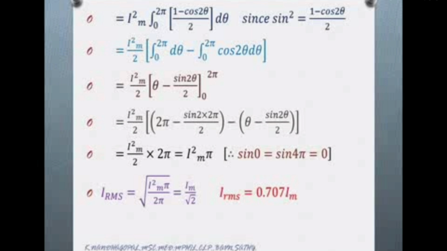So 1 by root 2, you are dividing 1 by 1.414, you will get 0.7071 Im. That is the value for 1 by square root 2. So IRMS is equal to 0.7071 Im. So we find that for a symmetrical sinusoidal current, the RMS value of current is 70.7% of its peak value. So for a wave, 70.71% of the peak value is the RMS current. So this is a measurement of the current. That's why this is another method of measuring the current.